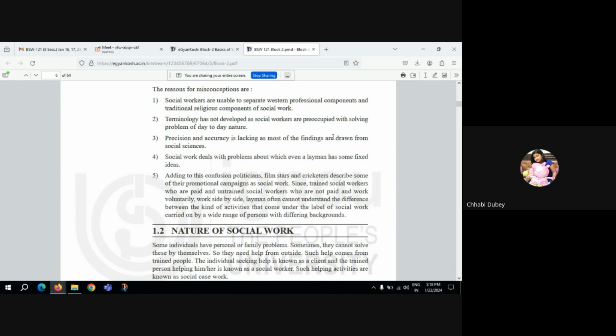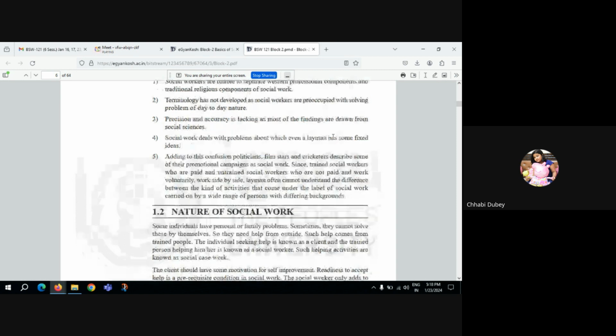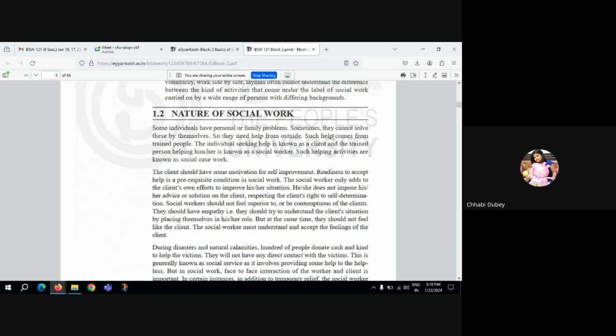We also know that since trained social workers who are paid, and untrained social workers who are not paid and work voluntarily, work side by side, it is difficult for a layman to understand the difference between the kinds of activities that come under the label of social work. These are some of the reasons why social work has not been able to come out of its image from those related to the religious philosophies like charity.